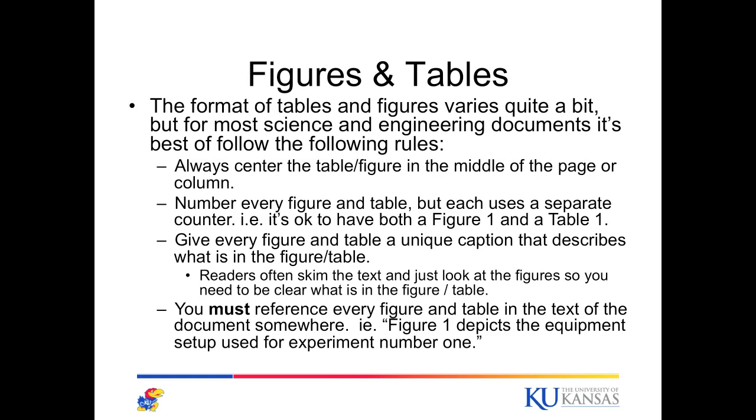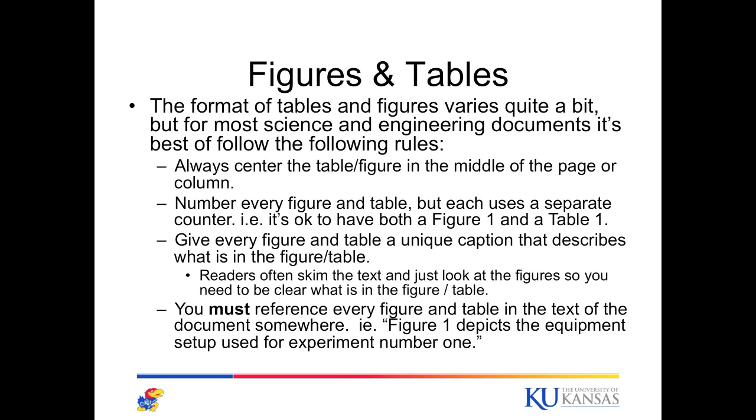All right, figures and tables. We touched on this briefly when we talked about the different types of readers. We need to have very descriptive labels that go along with every figure and table. That's part of it, but there are also some formatting issues that we should look at. These rules of thumb are good. You always want to center a table or figure in the middle of a page or column. That's good if you're just having a single one. If you have two figures, you can have them next to each other. That's fine. Very important, you need to number every figure and table, but you're actually going to use a separate counter for each one. So you can have a figure 1 and a table 1.